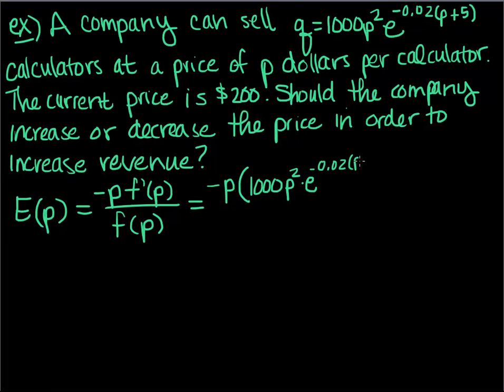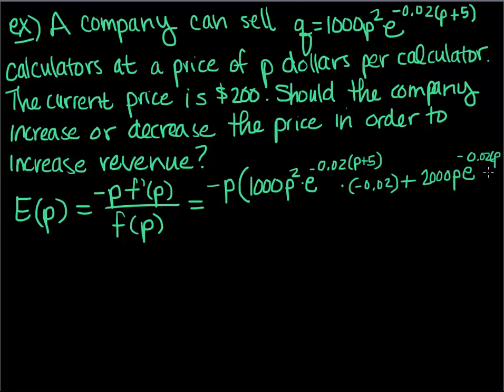Negative 0.02 times P plus 5 times the derivative of the exponent. Well, if you took this negative 0.02 through, your derivative would just be a negative 0.02 with respect to P there. Okay, so leave the first times the derivative of the second, plus leave the second times the derivative of the first. The derivative of the first of this guy right here is 2,000 P, right? Bring that 2 down and then leave the second.